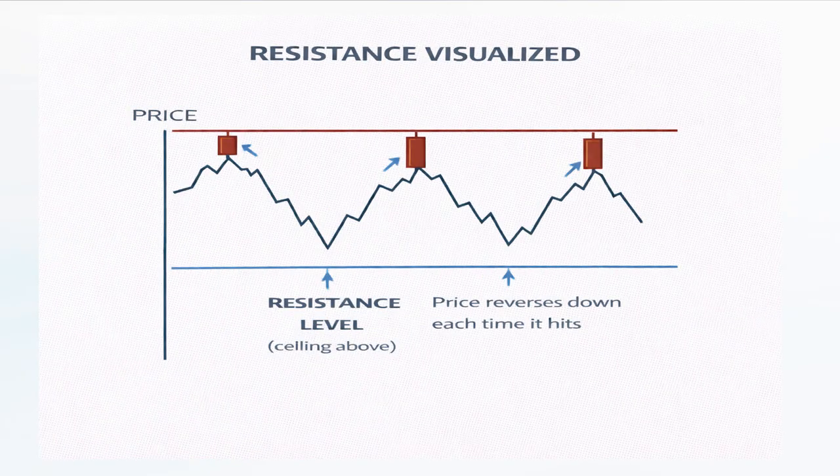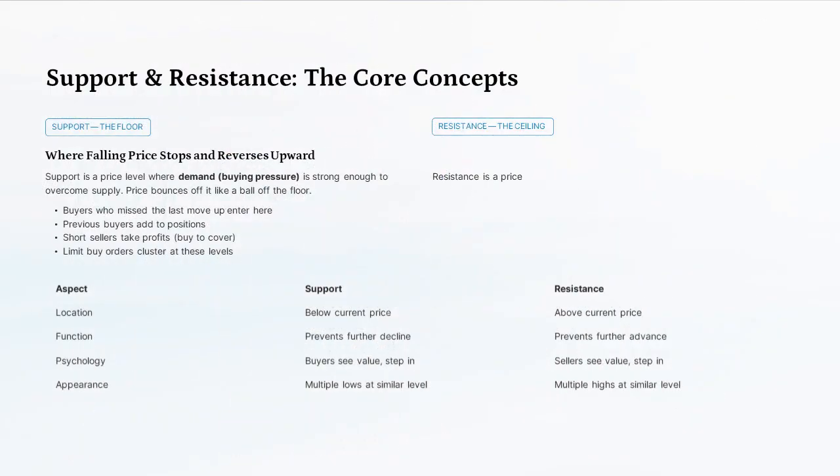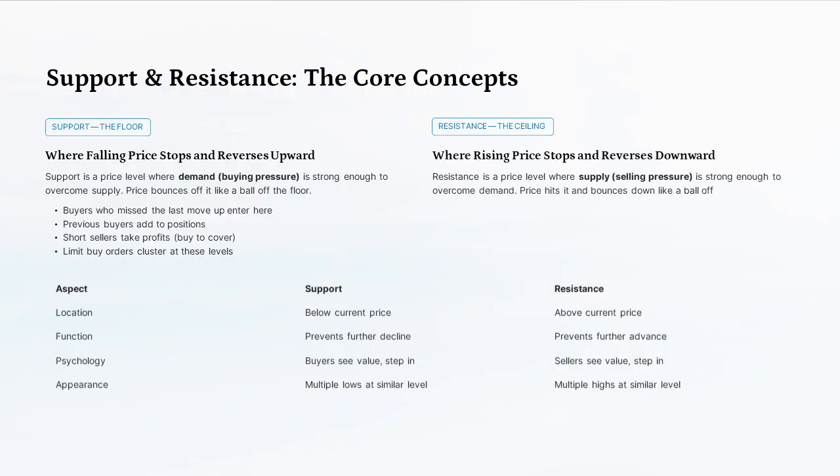Resistance, the ceiling. Resistance is a price level where supply, selling pressure, is strong enough to overcome demand. When price rises to a resistance level, it tends to bounce back down. The psychology is symmetrical, but opposite. Profit takers who bought at lower levels see price returning to a high where they can exit with a profit. Traders who bought near the top get a chance to break even and may sell to get out. New short sellers see the level as a good place to initiate short positions. And limit sell orders cluster at resistance, creating a wall of supply.